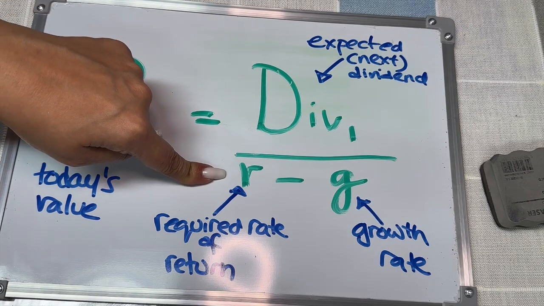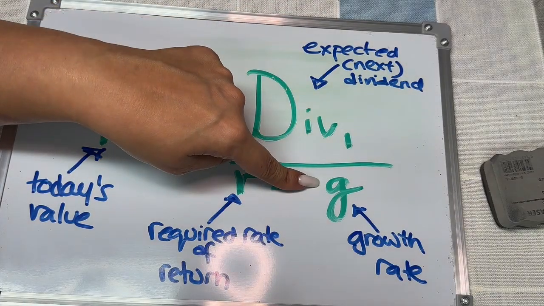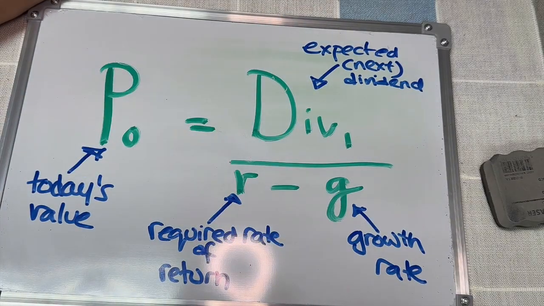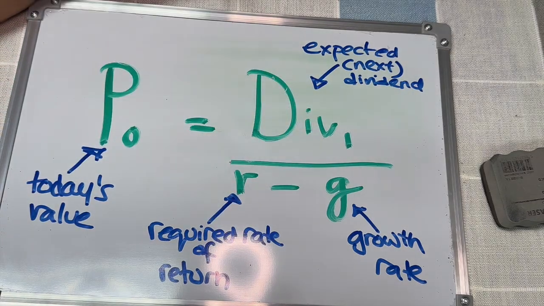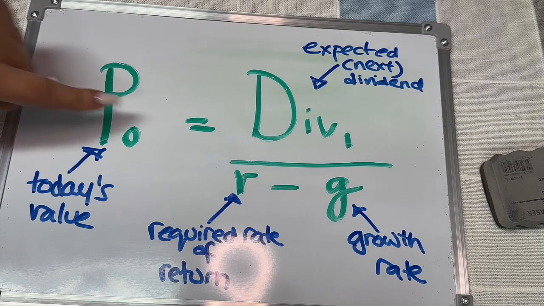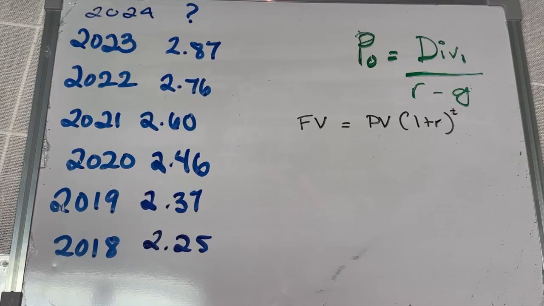It's divided by the required rate of return, which is R, minus the growth rate, which is a constant rate that has been given to you, or that you need to calculate. Once you have all of these, then you can calculate the price. Sometimes they give you the price and tell you to calculate one of the other variables, which is simple to do as well. So let's do a few examples.